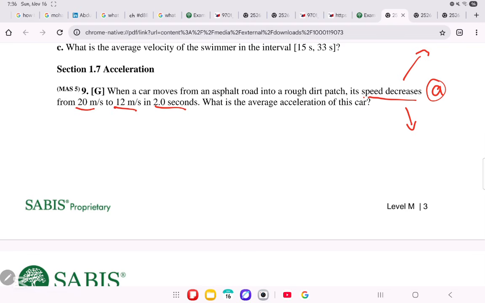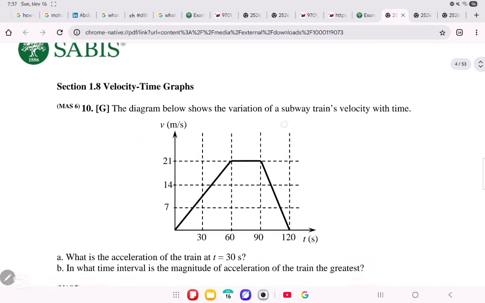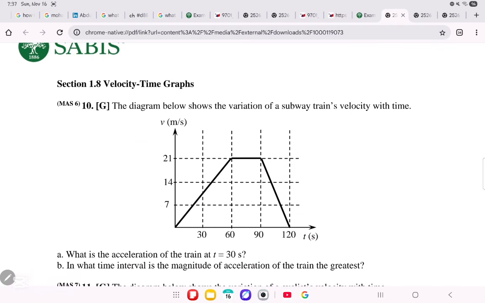So what do you need to do? You need to do velocity final minus velocity initial over time, because average acceleration is the change in velocity over time. So v final 12 minus v initial 20 over 2. This would give me my answer to be minus 4 meters per second squared. I think that's it for 1.7. We'll move now to 1.8, which is the velocity time graphs.